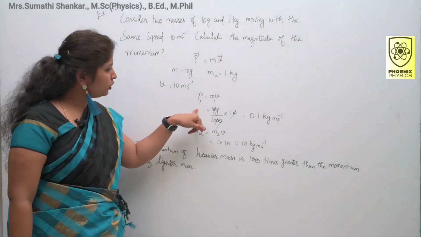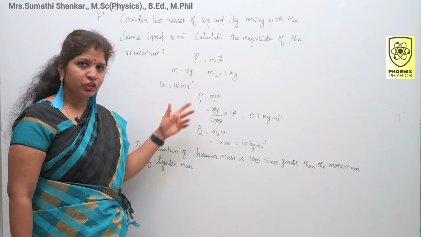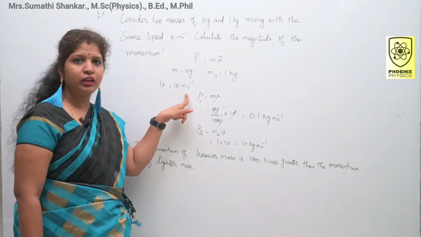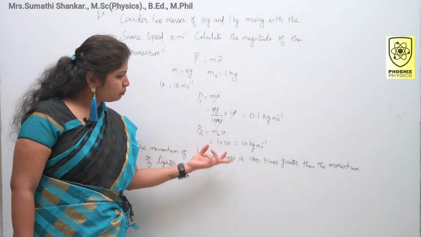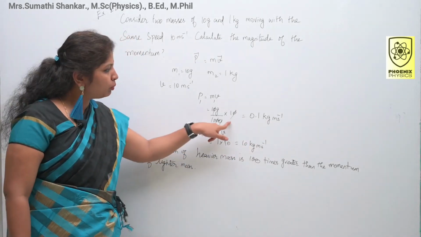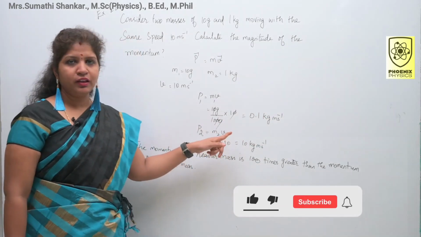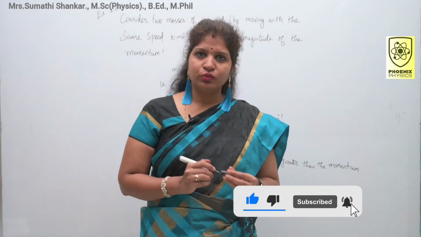So look at the P1 and P2 value. Both the masses have same speed, that is 10 meter second minus 1. But the momentum of heavier mass is 100 times greater than the momentum of lower mass. Up to this clear?